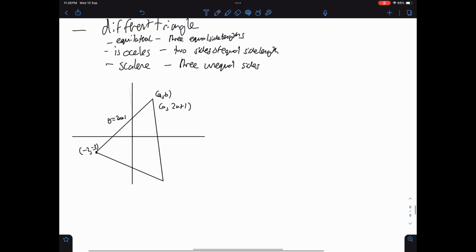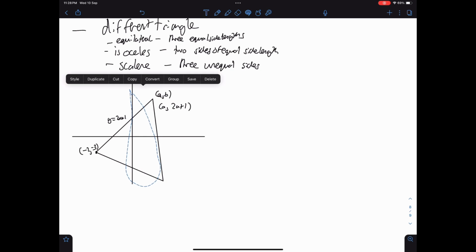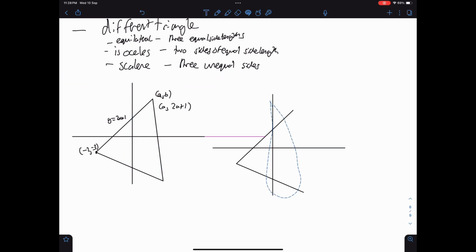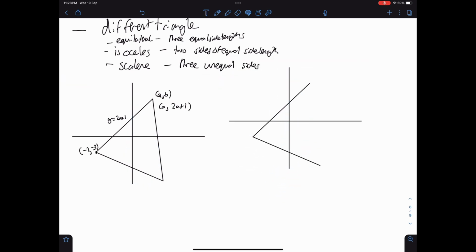And then you'll see examples of weird triangle problems later on when we do practice questions.